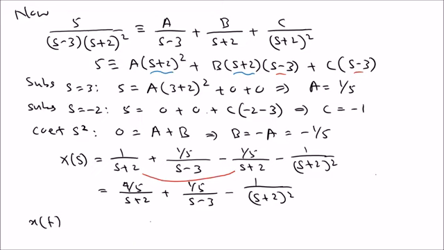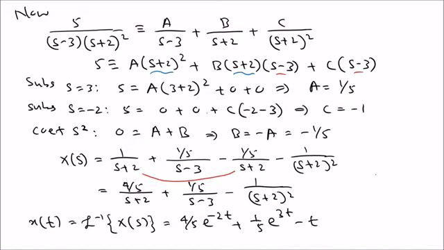So x of t is simply, I just wrote it out completely, but some steps you can ignore. Okay, not really necessary. So this is the inverse of this. So we're going to go term by term. The first one is 4/5 e to the negative 2t. The next one is 1/5 e to the 3t. The next one, you can see the base function is 1 over s squared, that means it's a t. E to the shifting is negative 2t. So that is the solution of the differential equation.